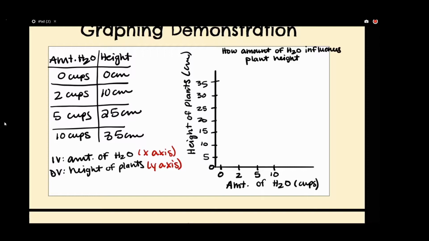So when I gave it 0 cups of water, it grew 0 centimeters. When I gave it 2 cups of water per day, it grew 10 centimeters. When I gave it 5 cups of water per day, it grew 25 centimeters. 10 cups a day, it grew 35 centimeters.